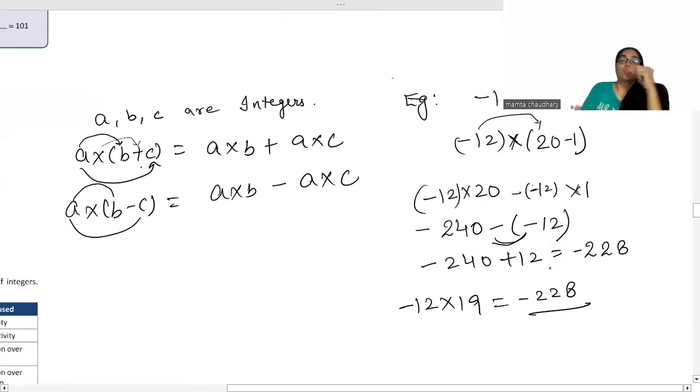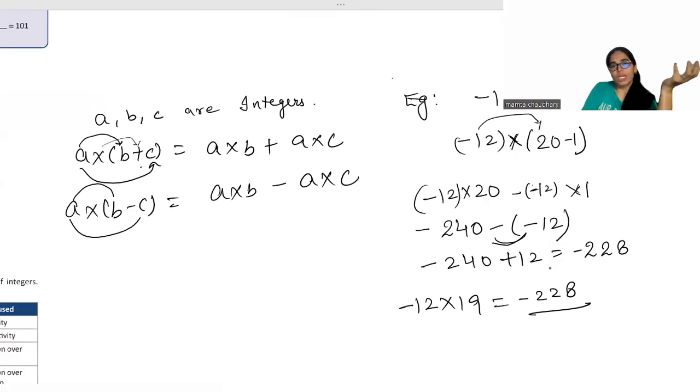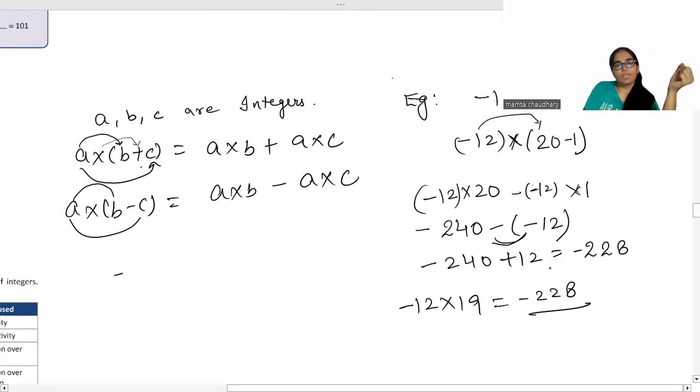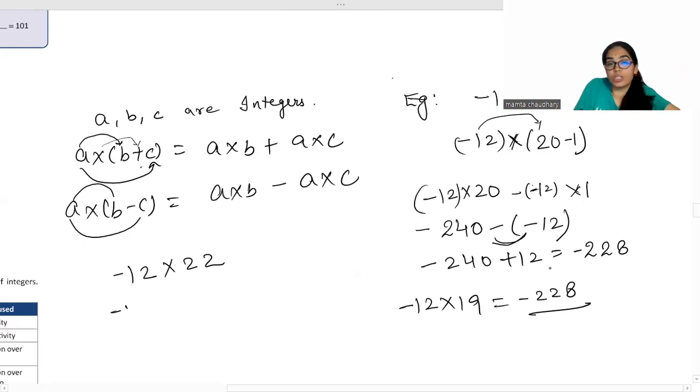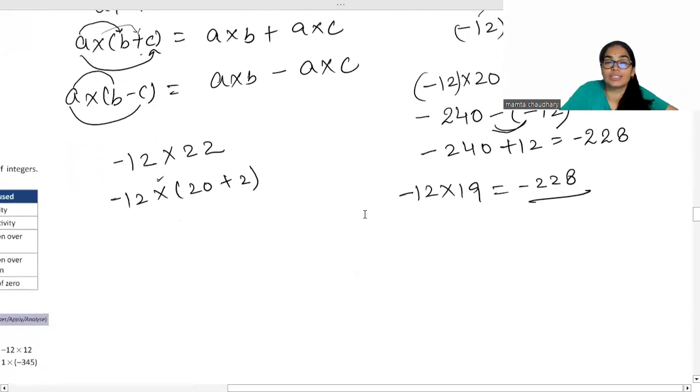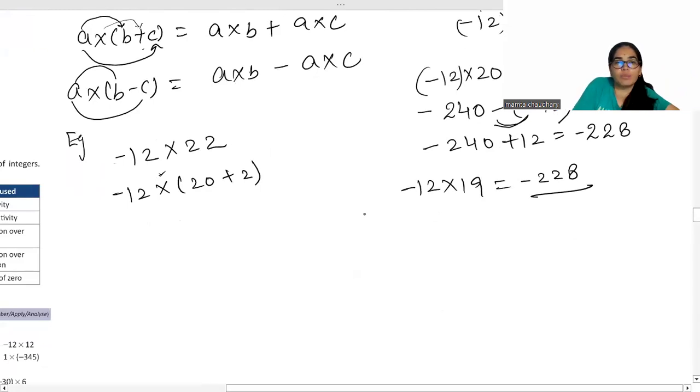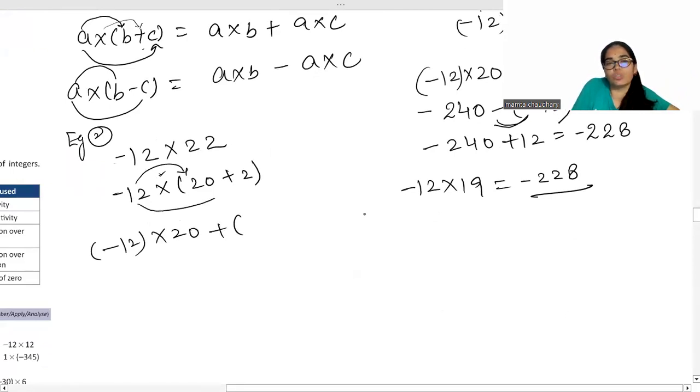It's very easy. Similarly, now suppose the question is minus 12 multiplied by 22. Then this 22 can be written as 20 plus 2. Again, we will distribute the multiplication sign. This is example 2. Now we are distributing this multiplication over addition. How will we distribute? Minus 12 with 20, so minus 12 into 20. Now this plus sign, minus 12 with 2, so minus 12 into 2.